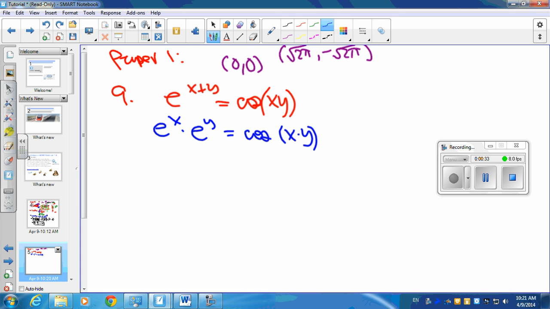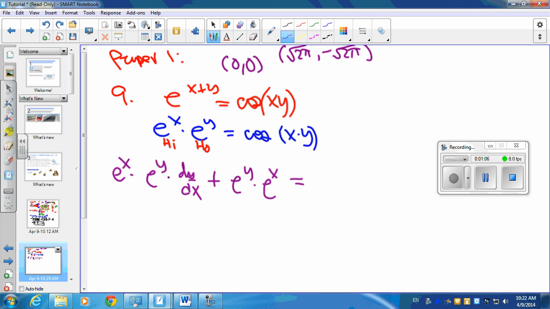How do you take the derivative of two functions? Product rule, right? So you'll have hi-ho. Remember that? So you go e to the x times the derivative of e to the y, which is e to the y times what? dy dx. Very good. Plus e to the y times what's the derivative of e to the x? e to the x. Okay, on this side, we're going to do a chain rule.